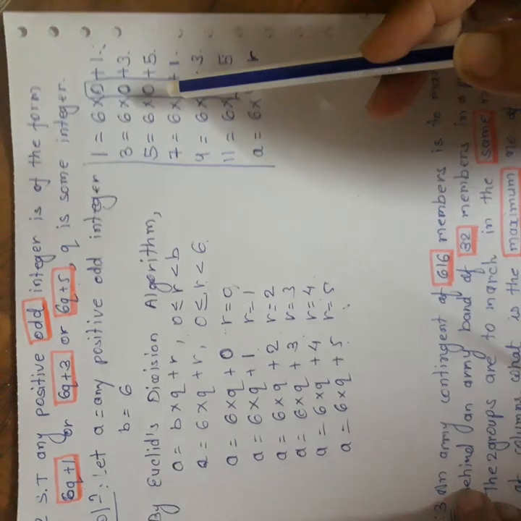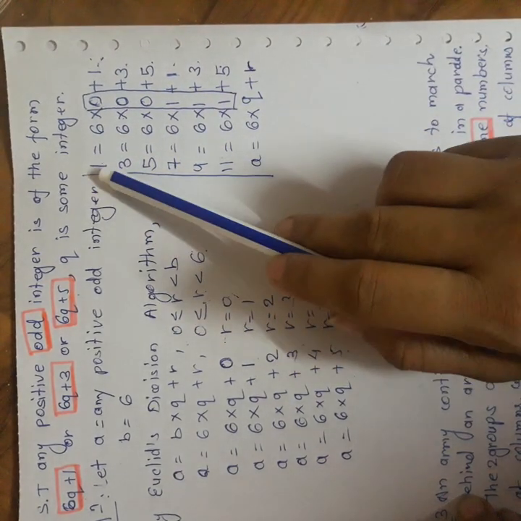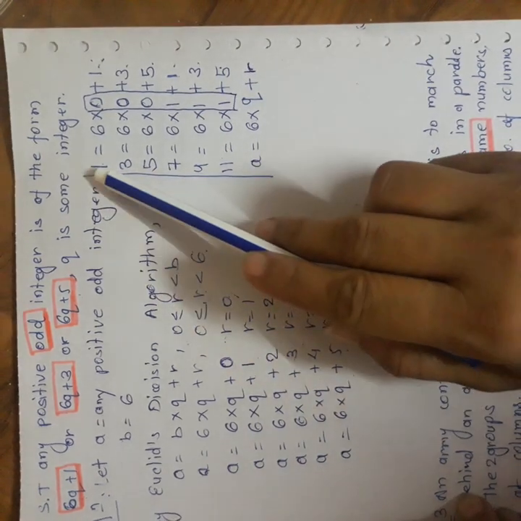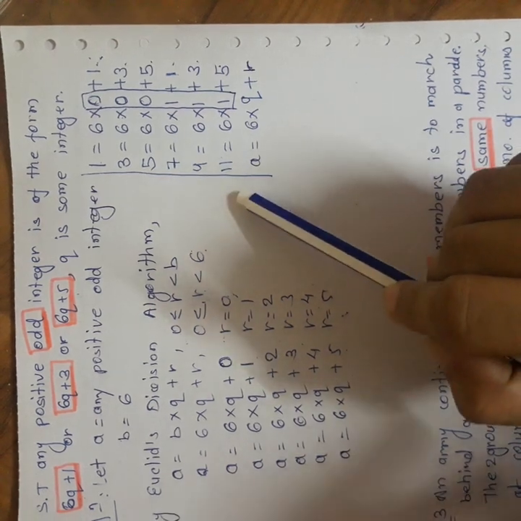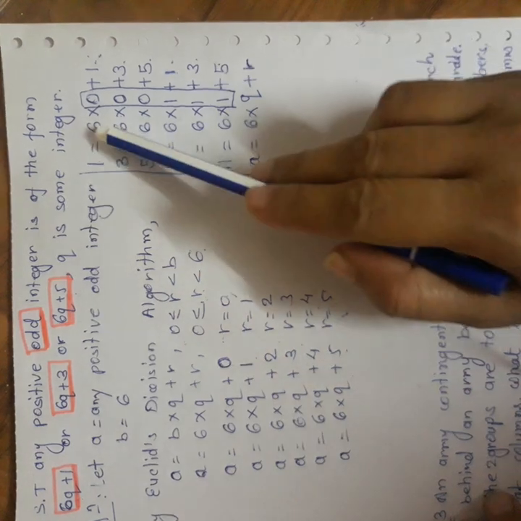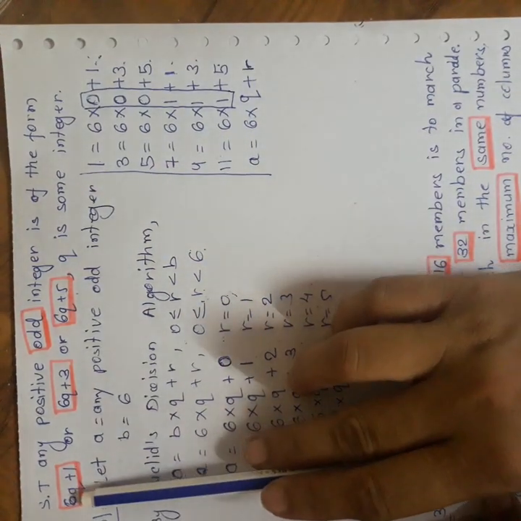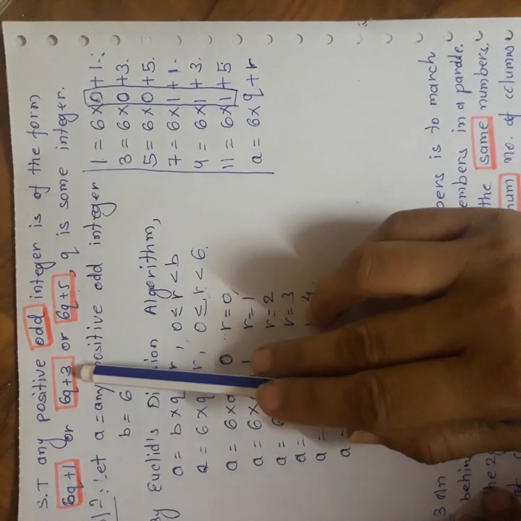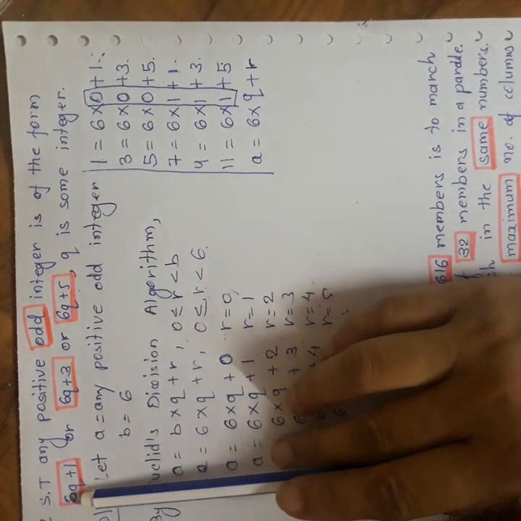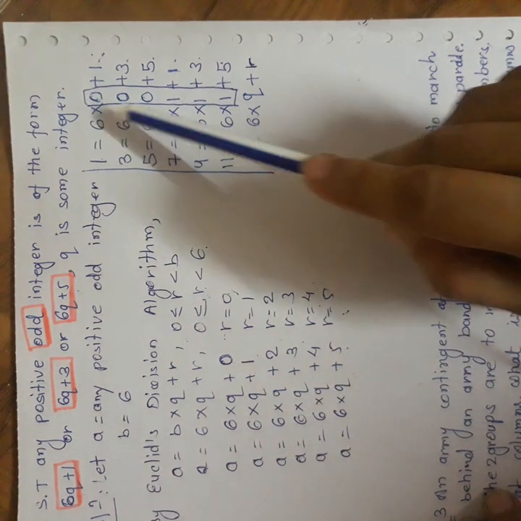But first, let's solve with basic numbers. I take the positive odd integers like 1, 3, 5, 7, 9, 11 and so on. When I divide these odd integers by 6, why am I dividing by 6? Because we have to show that it is of the form 6q plus 1, 6q plus 3 or 6q plus 5. In the place of b, the divisor, 6 is given. That's why I am taking 6.